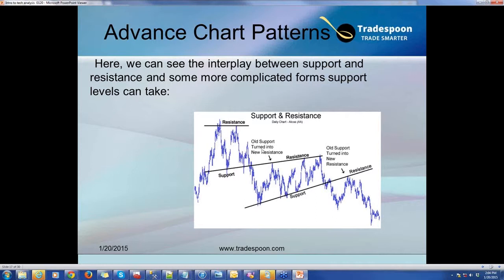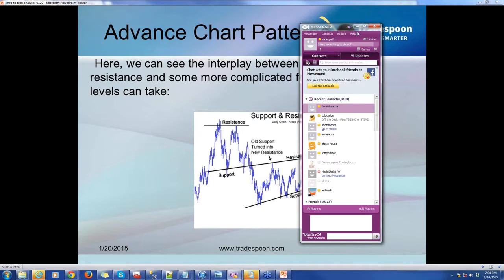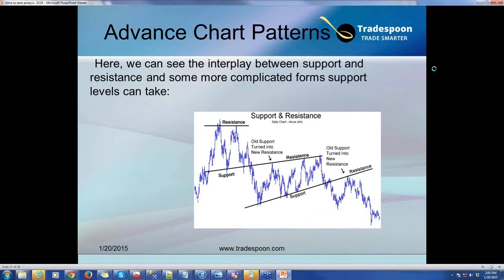And the important part here is that all support turns into new resistance. So you see on this iteration a support and resistance line, but then once the support line is broken due to earnings or a binary event, the previous support line becomes your resistance. The previous support line becomes your next resistance.